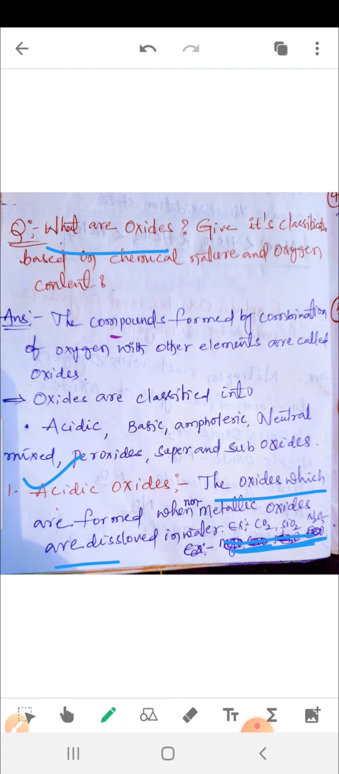Once again, what is the definition of oxides given here? How many types of oxide formation are there? 8 types of oxides: acidic, basic, amphoteric, neutral, mixed, peroxide, superoxide, suboxides. One by one, we already discussed acidic oxides previously. Now basic oxides. Basic oxides are the oxides which are formed when metallic oxides are dissolved in water.